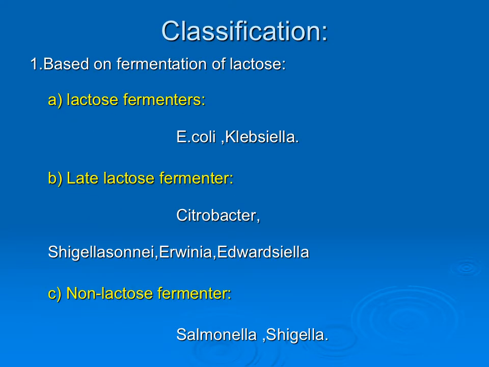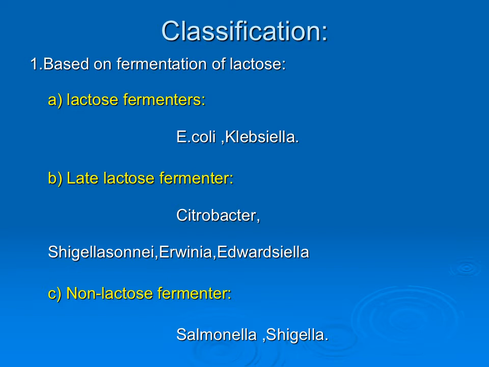Now, coming to the classification of the family Enterobacteriaceae, look at the first criterion we presented. It is based on the fermentation of the sugar lactose. Bacteria which have the ability to ferment the sugar lactose produce pink colored colonies on the differential medium or indicator medium, the indicator or differential solid medium. What is that? It is MacConkey agar. On MacConkey agar, they produce pink colored colonies because of fermentation of the sugar lactose, and hence they are called lactose fermenters.